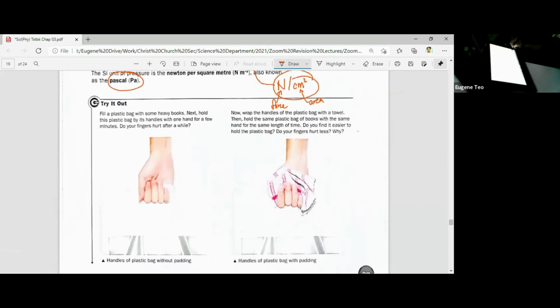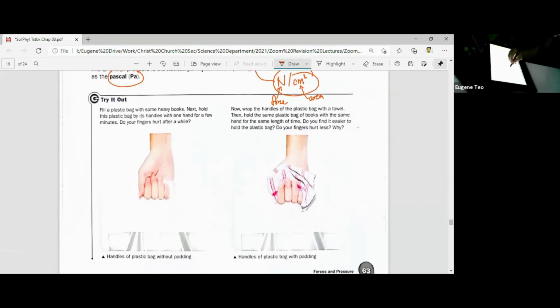Some of the qualitative questions that can come out: with a plastic bag like this, by adding a cloth, how does it help? I want to explain this a little bit more with the padding part. The fingers hurt because of the high pressure experienced by the hand, by the fingers. Now, how does the padding help? Actually the padding doesn't change the force. The padding actually increases the area.